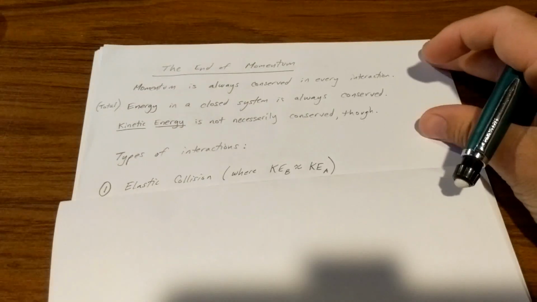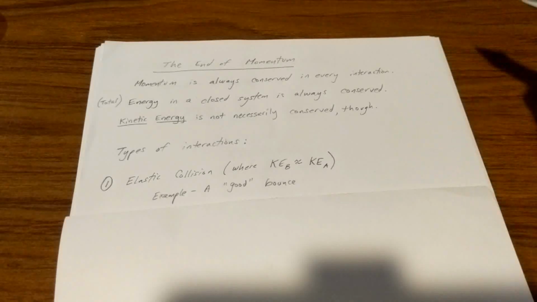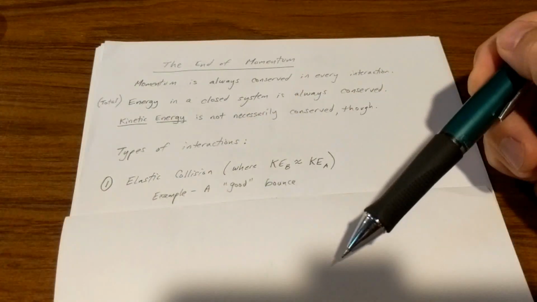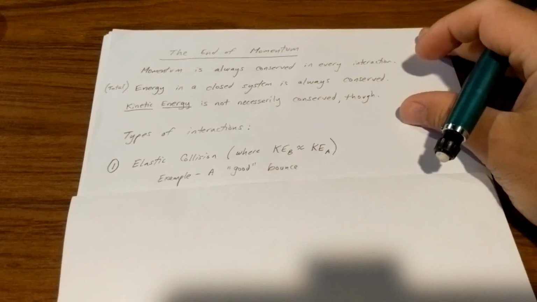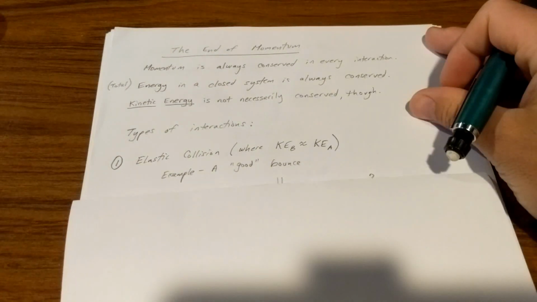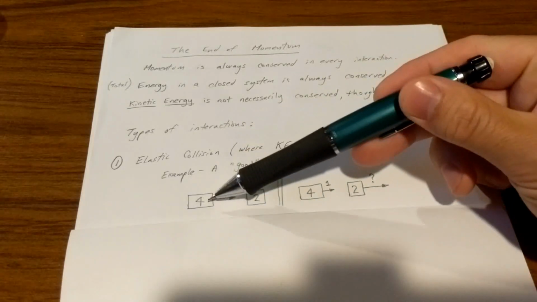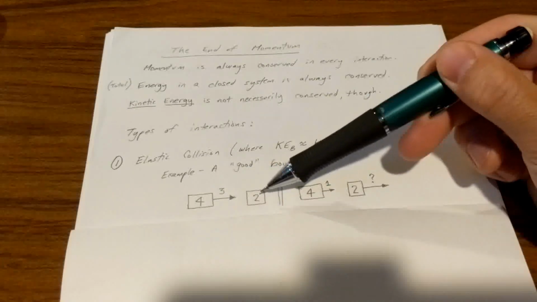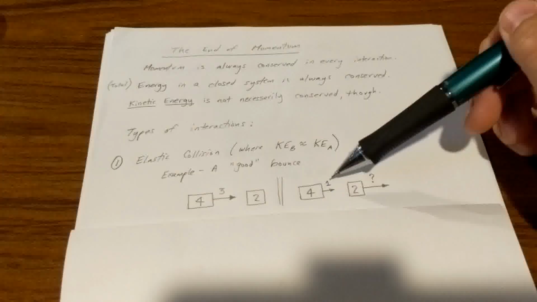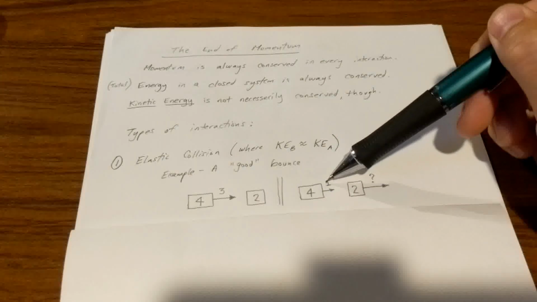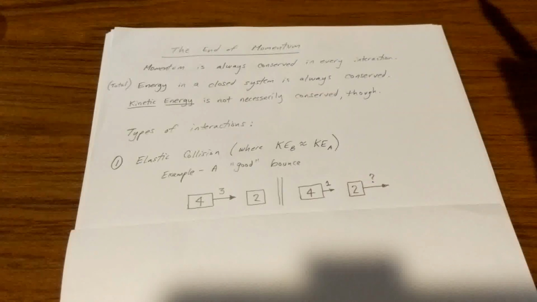So here's an example situation where we show that that's how it works out. Example, a good bounce. If it's a good bounce, then it's considered an elastic collision, and here's what that means numerically. First off, here's the interaction. There's a mass of 4 traveling at a speed of 3, headed towards a mass of 2 that is stationary. After the interaction, the mass of 4 is moving at 1, and we'll have to use conservation of momentum to figure out how fast the mass of 2 ends up going after the collision.